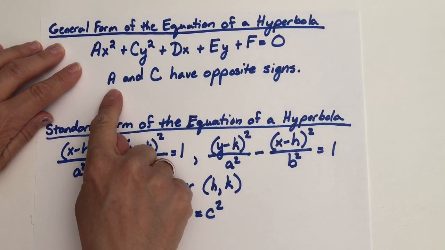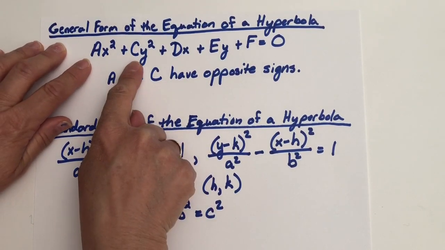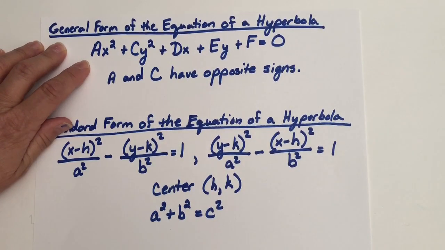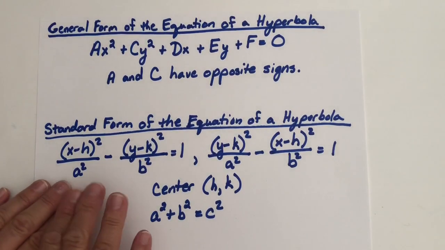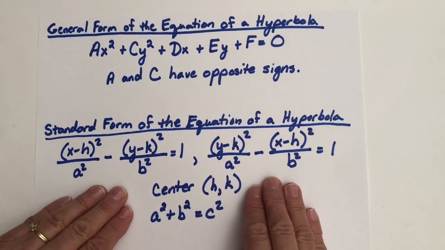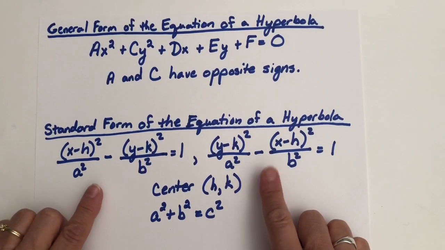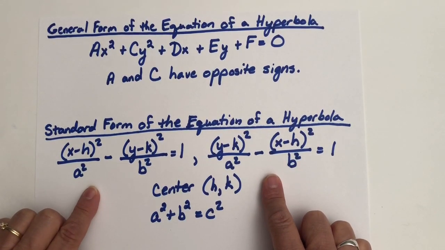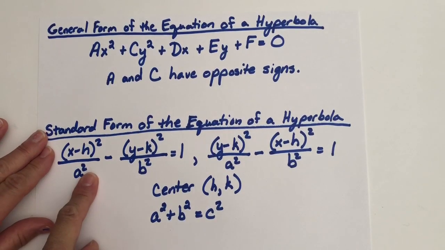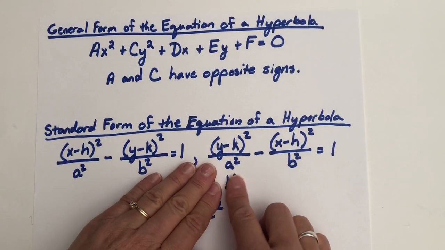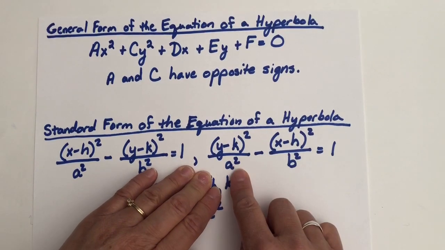But if A and C have opposite signs, in other words, the coefficients of the x squared term and the y squared term have opposite signs, then we have the equation of a hyperbola. So we're going to transform it into an equation that looks like this. And notice these look almost identical, but in this one, the term with the x squared is first, and in this one, the term with the y squared is first.